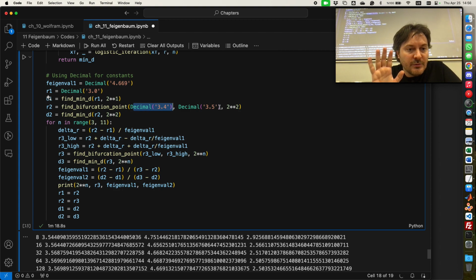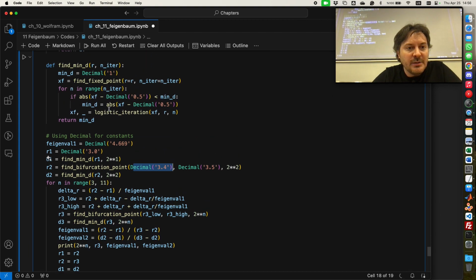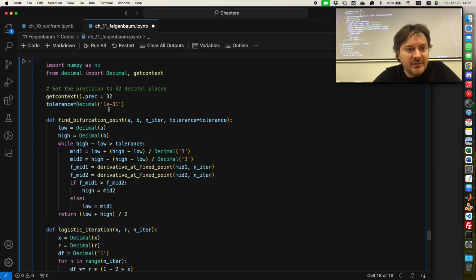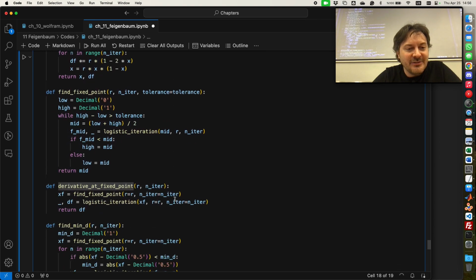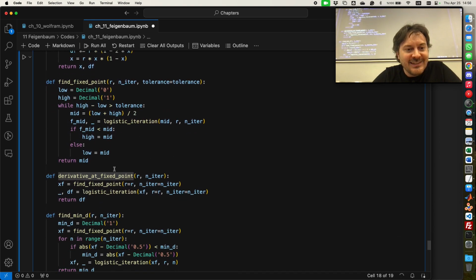Now, how does it do that? If we go to the find bifurcation point function, this is how it works. Find bifurcation point actually depends on the derivative at the fixed point. And the derivative at the fixed point depends on finding the fixed point. And this is the find fixed point function. Are you still with me? No. Inception.